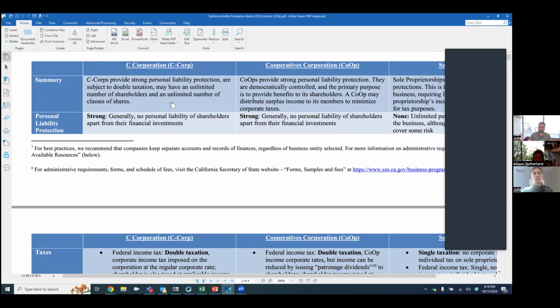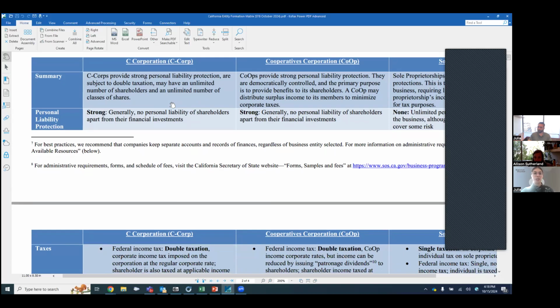Okay, so then we'll talk about a C corporation. So C corporations provide strong personal liability protection, are subject to double taxation, as mentioned, and may have an unlimited number of shareholders and an unlimited number of classes of shares. What this means is shareholders are investors in your business. Typically, they purchase equity, and that helps you raise capital as the owner of a corporation. And then you can give certain classes of people, based on the type of share they have, different voting rights or other participation rights.